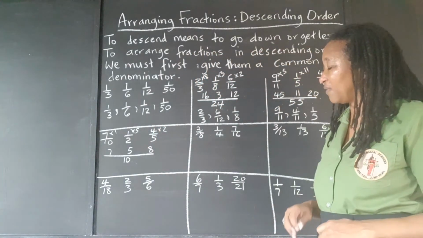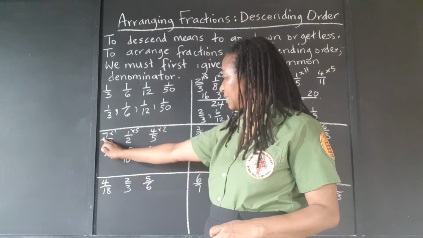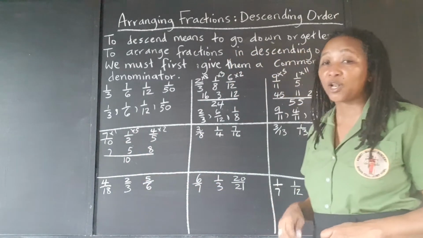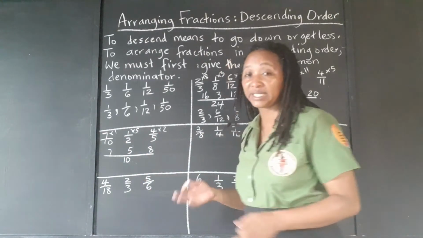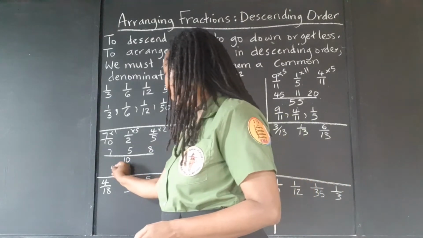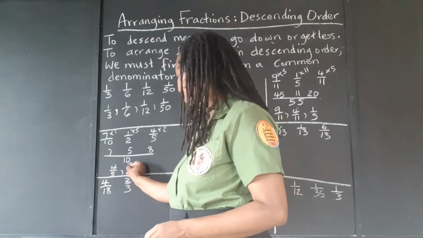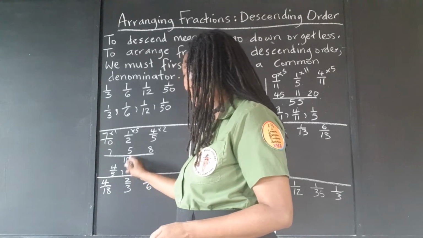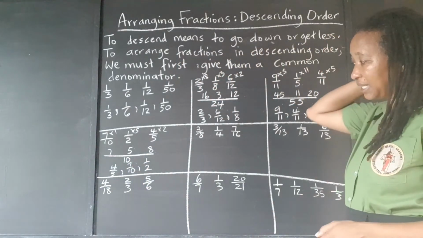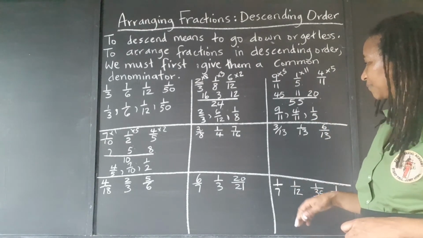Alright, so those are the equivalent fractions to these original ones. This is equivalent to that, this is equivalent to that, this is equivalent to that. We can compare them now, they're all over 10. So the biggest would be the 8 over 10, which is 4/5, followed by the 7 over 10, which is 7/10, followed by the 5 over 10, which is a half. Alright, so that's it in descending order from the biggest to the least.